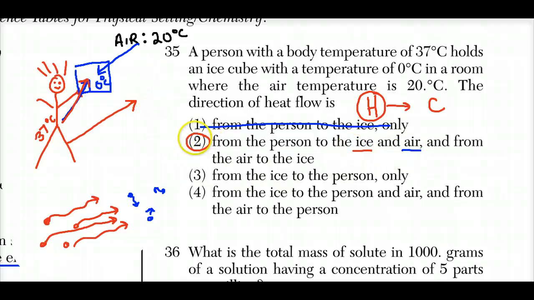Choice 2 is the best answer. Now, from the ice to the person only, that can't work. Going from cold to hot. Things that are cold don't move to warm. From the ice to the person, these again, we're going from cold to warm. That just can't happen. You would break science if you did that. Because choice 2 is the best answer, number 35.